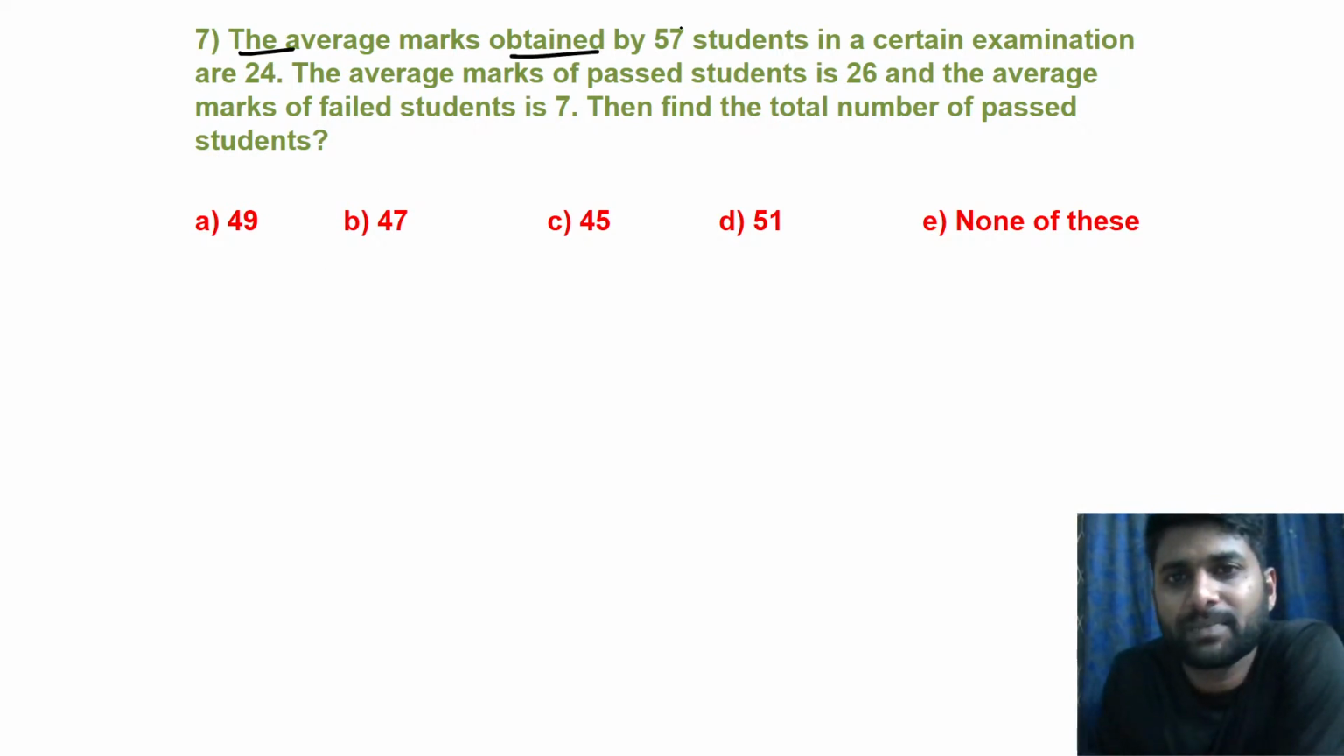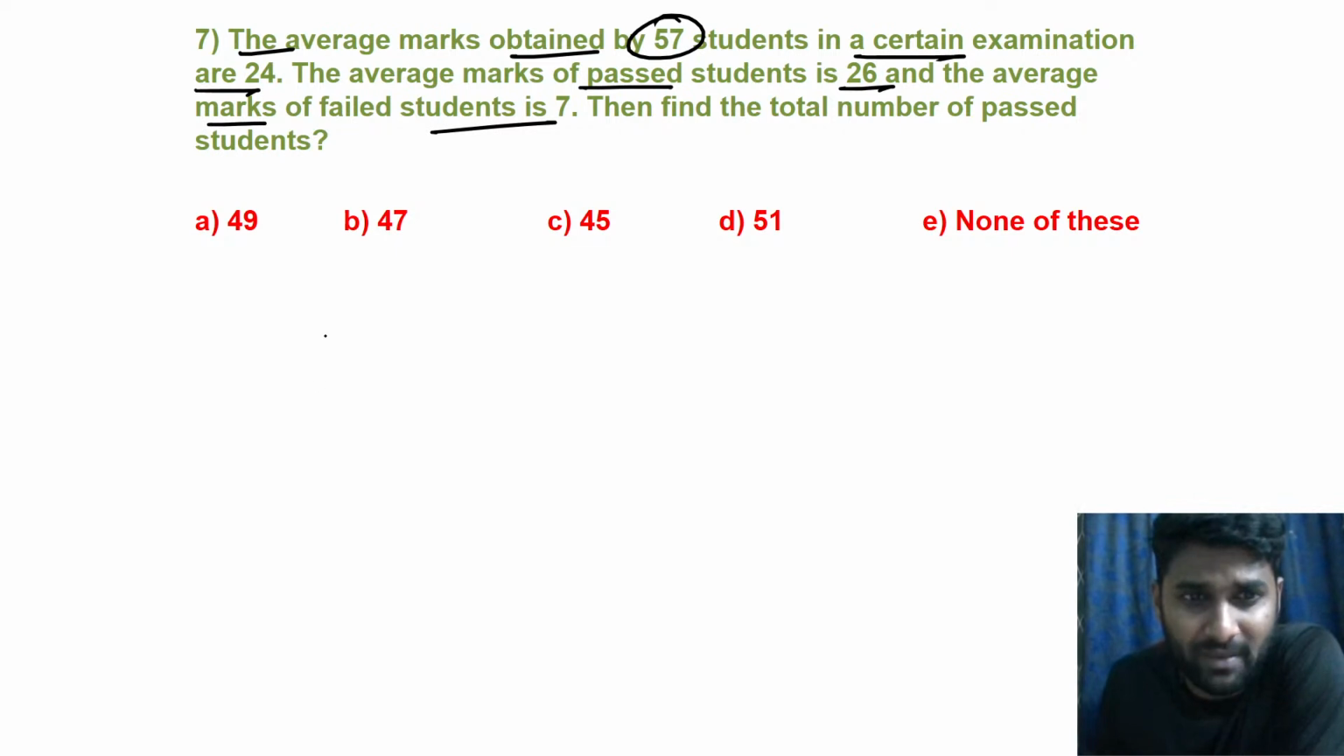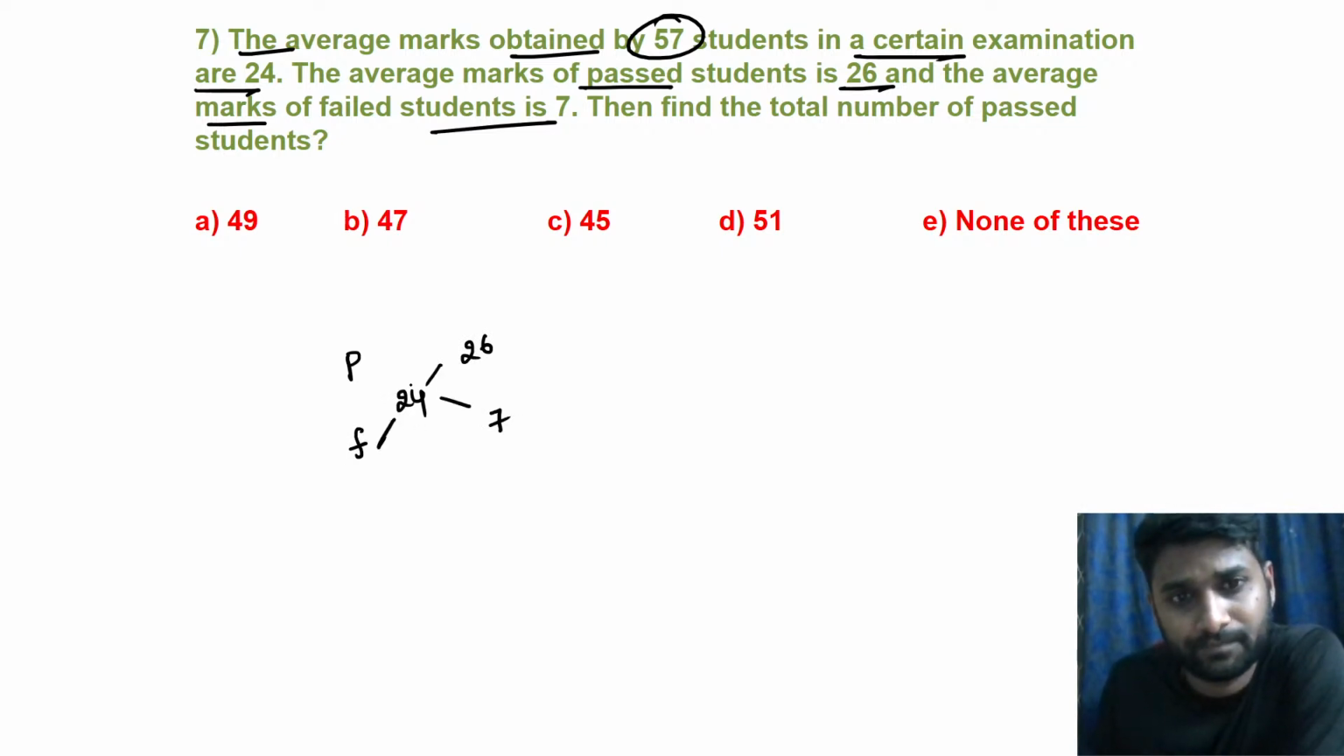The average marks obtained by 57 students in certain examinations is 24. The average marks of passed students is 26, and the average marks of failed students is 7. What is the total number of passed students? Here we don't know how many students passed, but the average is defined as 26. We have failed students with an average of 7. The overall average is equal to 24.